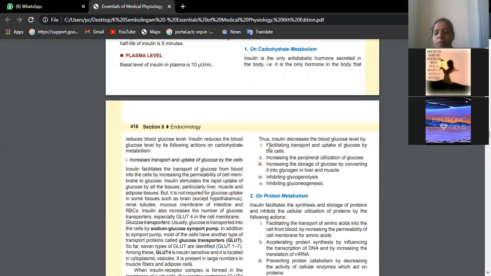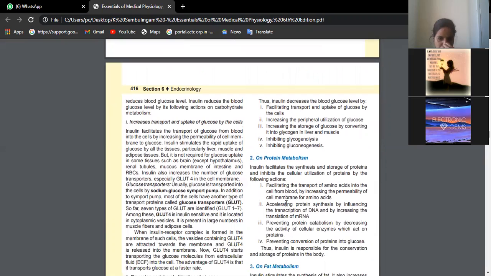This is the summary. By facilitating the transport and uptake of glucose by the cells, increasing the utilization of glucose by the cells, increasing the storage of glucose by converting into glycogen in the liver and muscle, inhibiting glycogenolysis and inhibiting gluconeogenesis. The same thing is elaborated here. Then what does it do on protein metabolism? It promotes synthesis and storage of proteins. It's good only, no? Under growth hormone, the protein metabolism we have studied, no?